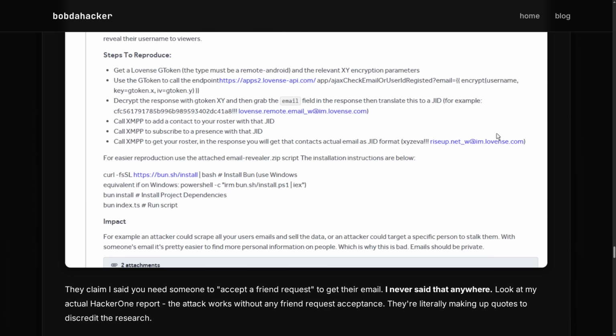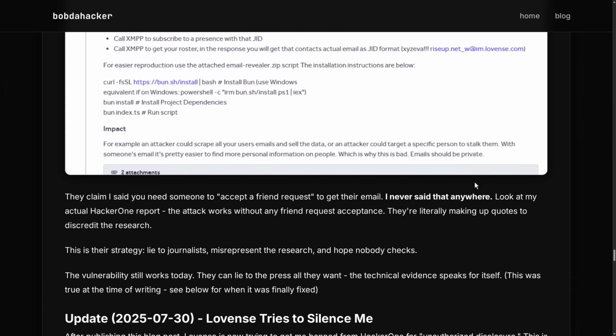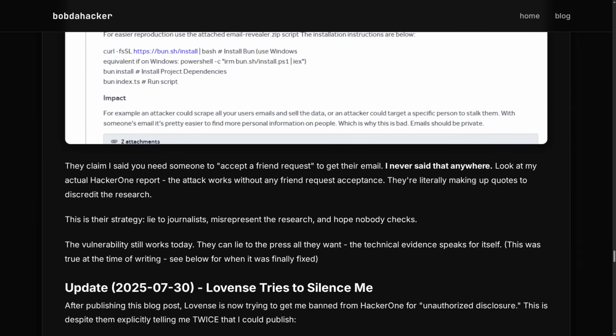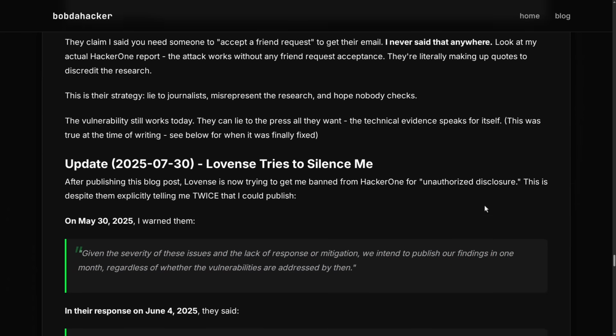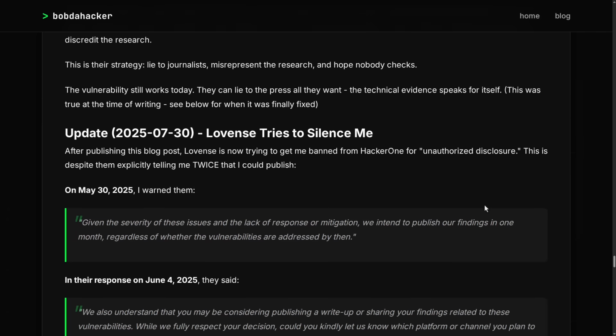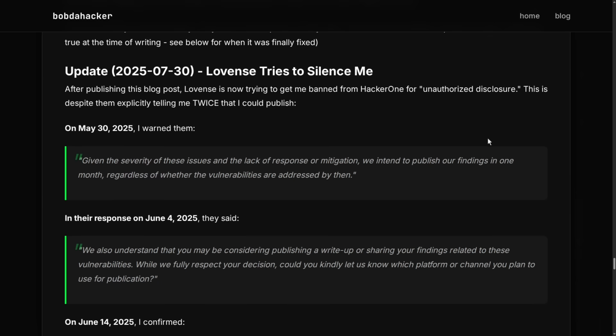And then they tried to stop BobDaHacker from disclosing the details of this bug on his own blog here. Now, it's completely normal for white hat hackers to disclose these vulnerabilities to the public like Bob did here after sufficient time has passed for the company to actually fix the problem, because if they're going to drag their feet for 2 years, or I guess even 10 years really, like Lovense did, then the right thing for the white hat hacker to do is at least inform the public so that other people who are using this can try to protect themselves.